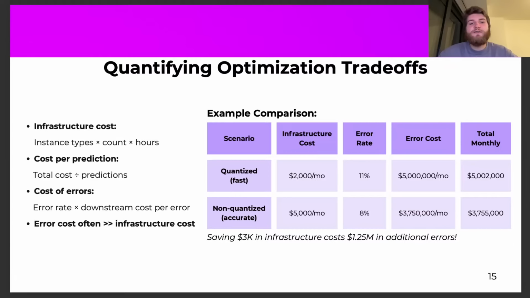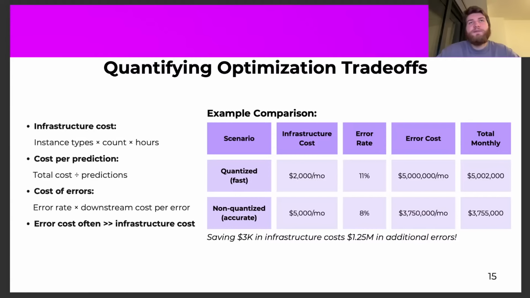If you spend $5,000 per month and serve 10 million predictions, that's $0.0005 per prediction. Now calculate the cost of errors. This is harder, but it's critical. If your model misclassifies a customer support ticket, then what happens? Maybe the ticket goes to the wrong queue, adding 30 minutes to resolution time. And if your support costs $50 per hour, that's $25 per error. At 85% accuracy, you have 15% errors. On 10 million predictions, that's 1.5 million errors, costing 37.5 million in downstream impact.